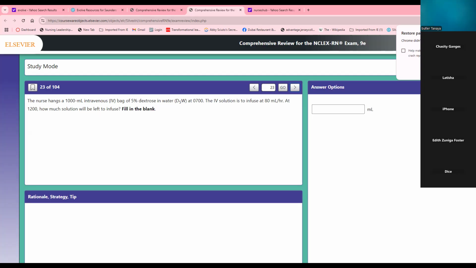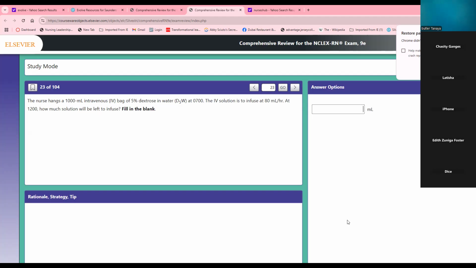It ran until noon. So the first thing you have to figure out is how long did it run for? So from 7 to noon is how many hours? 5. And it's running at 80 an hour. So how many has gone out of the bag? 400 ml. So now you have to subtract that 400 from your total volume, which was what? 1,000. So that should give you 600 mLs left in the bag.